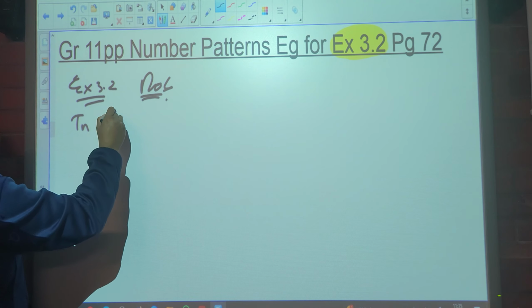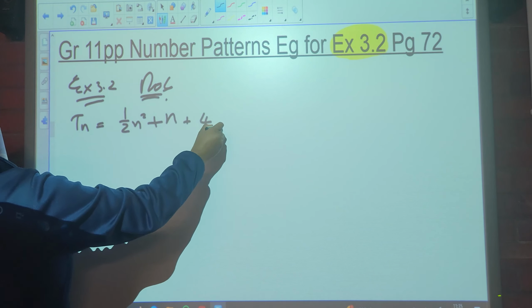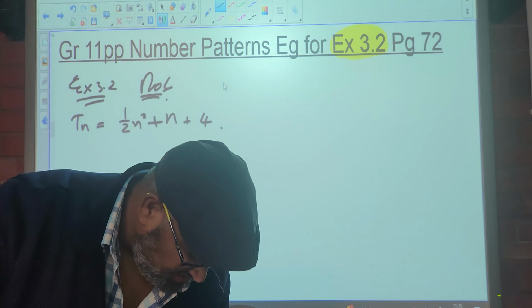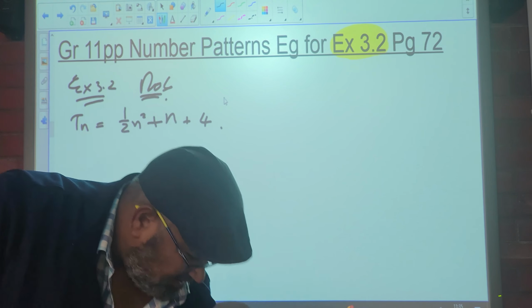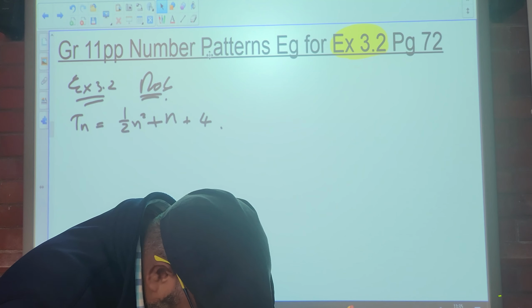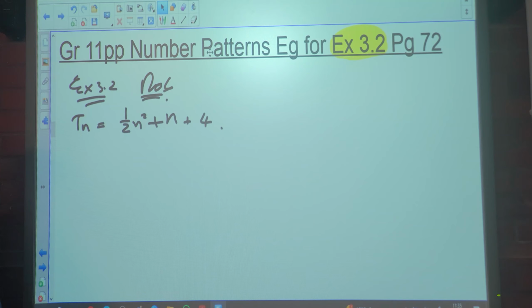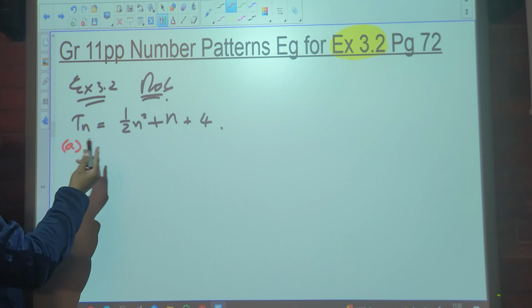So Tn is equal to half n squared plus n plus 4. The first question says write down the first 8 terms of the sequence and calculate the first and second difference in these examples. Okay, so where do we start? We work out our first 8 terms.